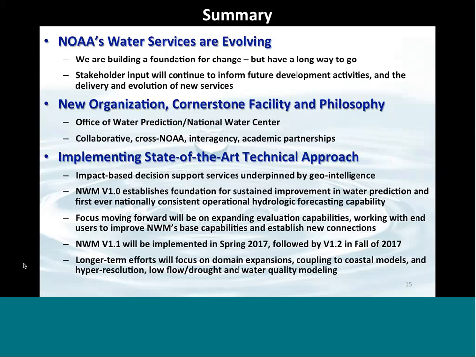This is facilitated by the new organization, the Office of Water Prediction, and the advent of the National Water Center. And in particular to the National Water Model, this is becoming a state-of-the-art capability for robust water intelligence. It establishes the foundation for sustainable and improved investments in modeling that leverage the information that's coming back to us from an evaluation capability. We are committed, as resources allow, to an annual update to this. So version 1.1 will be implemented later this spring in the early summer timeframe, with an annual release versioning targeting about the beginning of the water year each year going forward.